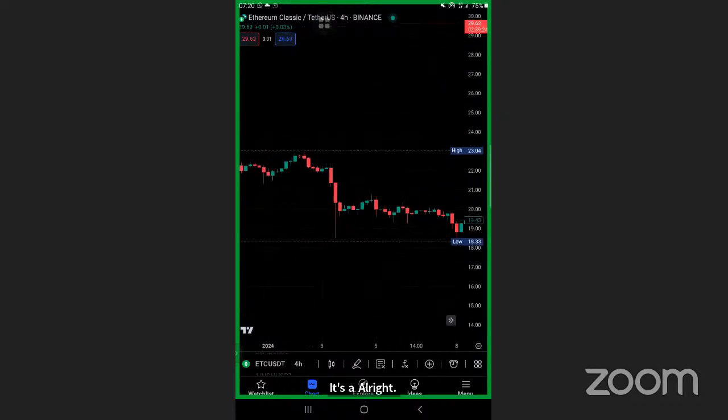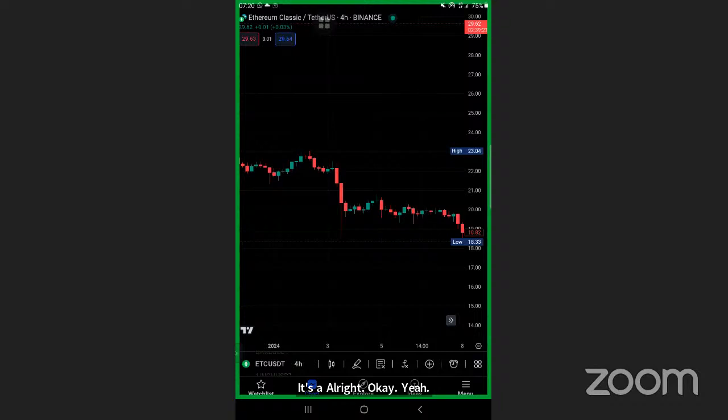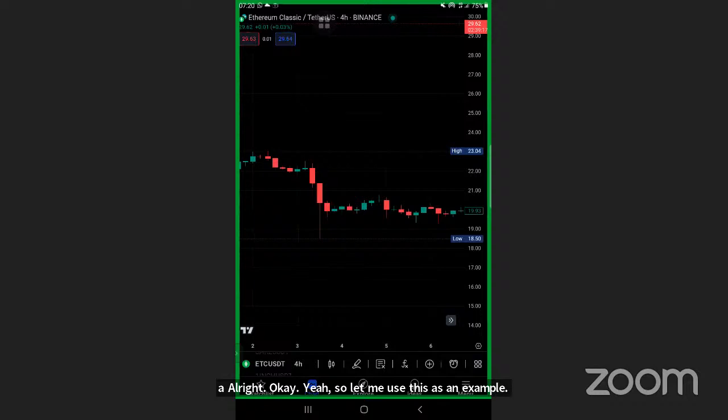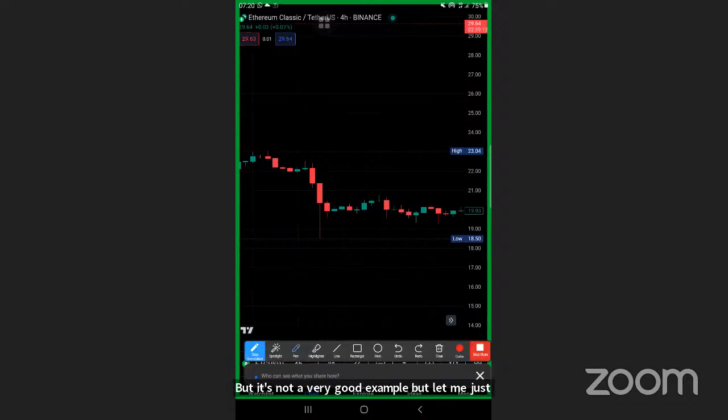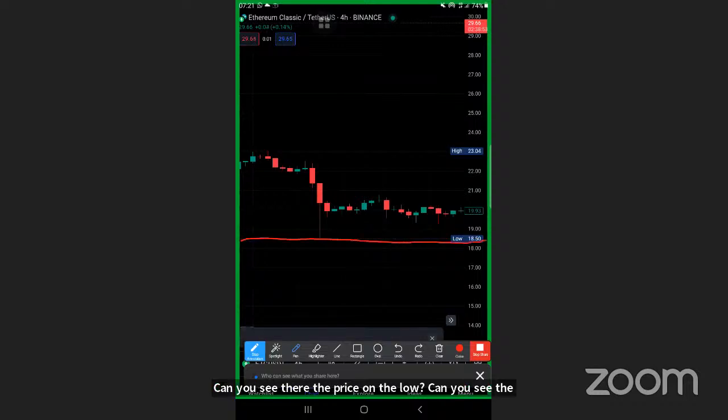Okay. So let me use this as an example, but it's not a very good example. Let me just emphasize what I was saying. When you see a long lower shadow or a long lower tail, can you see this long lower tail? What happened here? Sellers were in action. They pressed the price down to this level. Can you see the low of the price there? Yes. So they pressed the price down here.